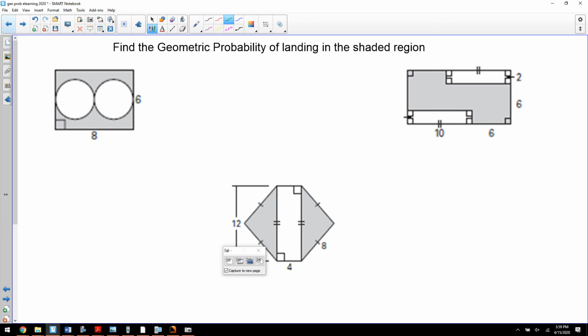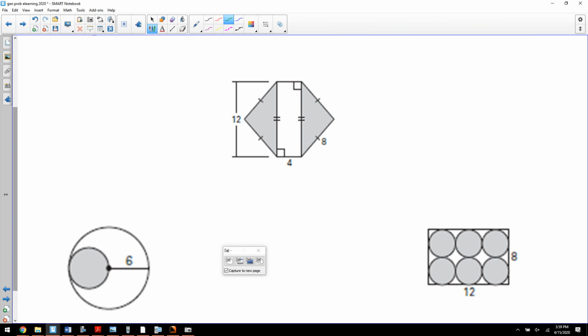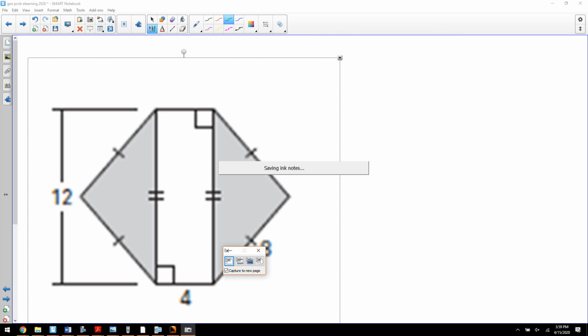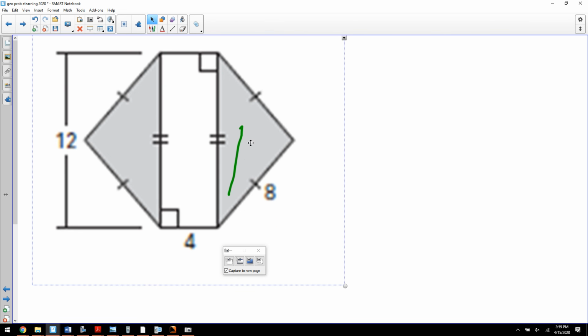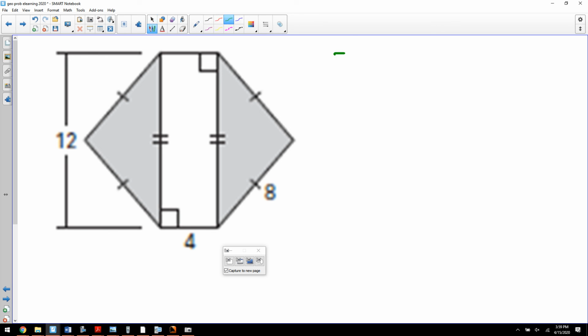Now the one that I've been getting a ton of questions about is the fourth one. When you look at this one, it looks kind of weird. The way that I look at it is, if I took the 2 shaded regions together and put them together here, I would wind up with a square, because all the sides are the same. So then I know that I have sides of 8, so that part is 8 squared, which is 64. That's the area of the shaded region.